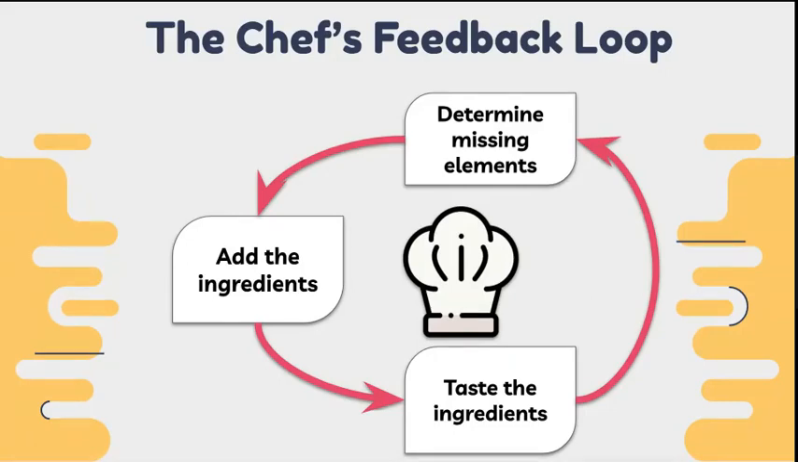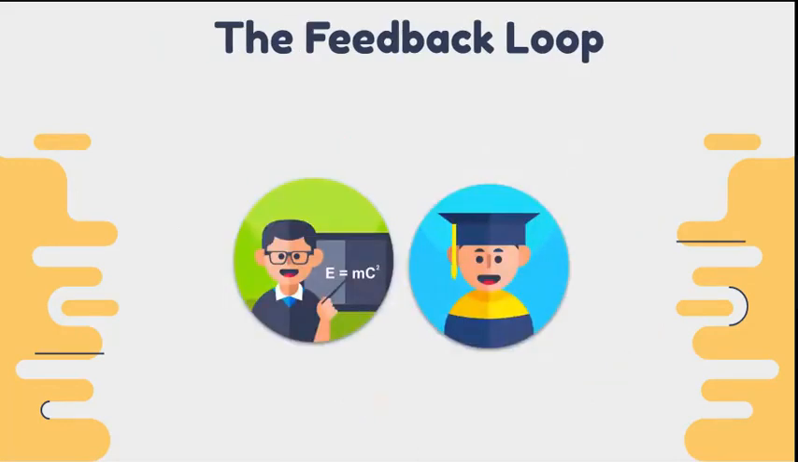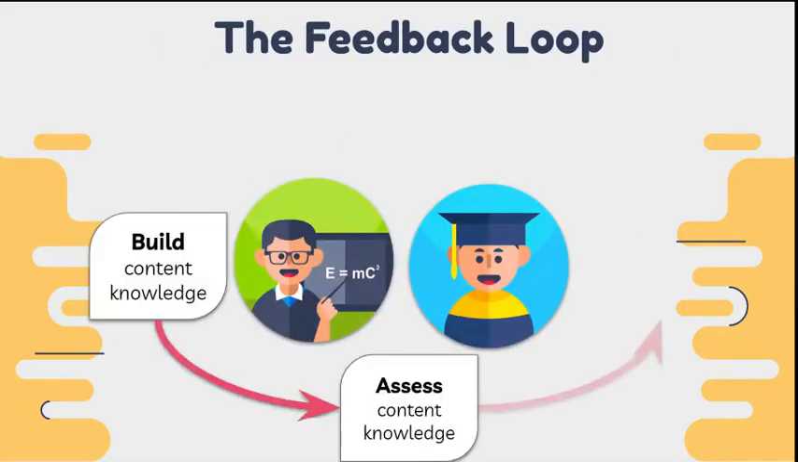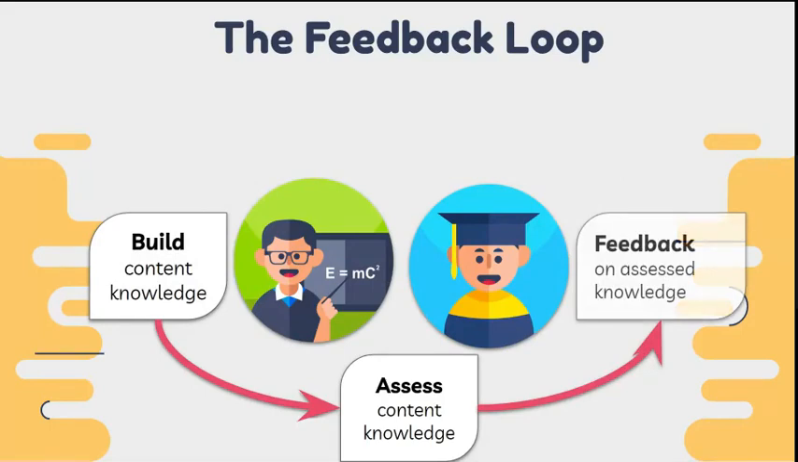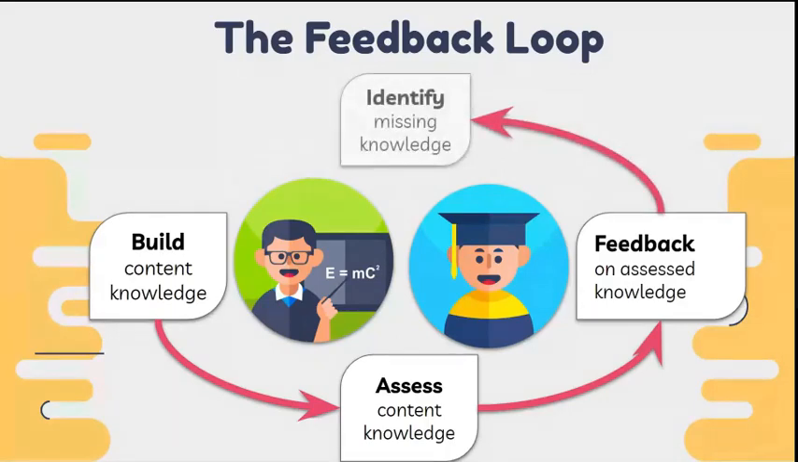Now, when we look at a feedback loop that is a completed thing, we've got our content knowledge that's built, it is being assessed, and we're giving feedback. But now there's an important extra process that needs to happen, and that is the process where we identify missing knowledge, and then we can start this process again. So we get to this key point: identify missing knowledge.